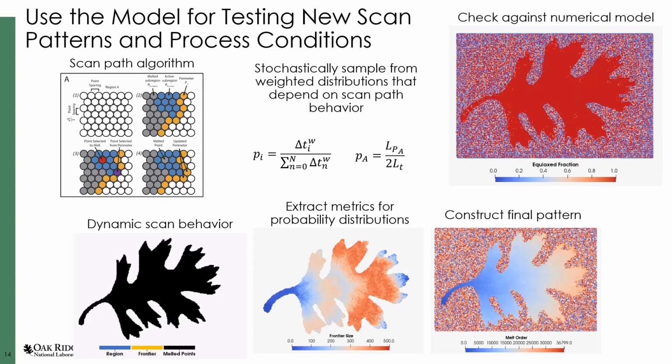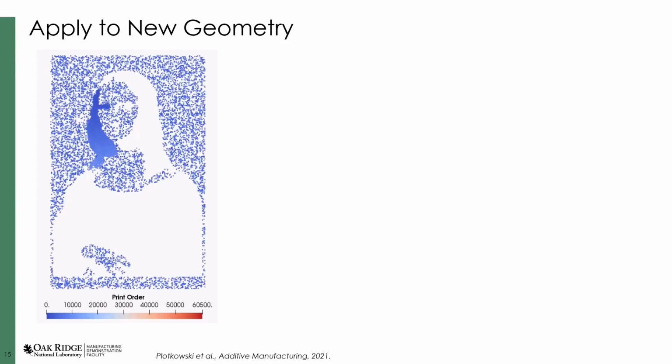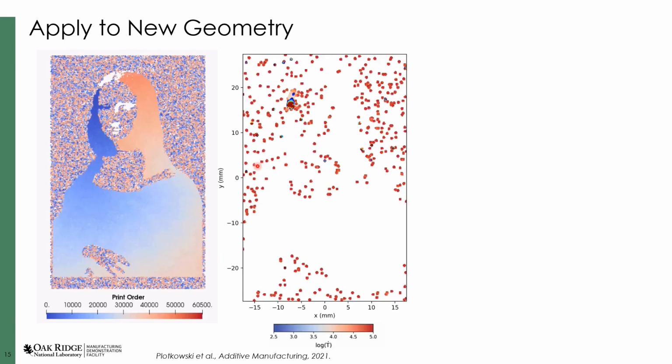So far, this is just showing you a toy problem, but we can also show this for something a bit more complex that we've actually done experimentally. In this case, I'm showing a scan path that was generated to build the Mona Lisa. And the intention here is to get a very different solidification microstructure in the center than around the borders.